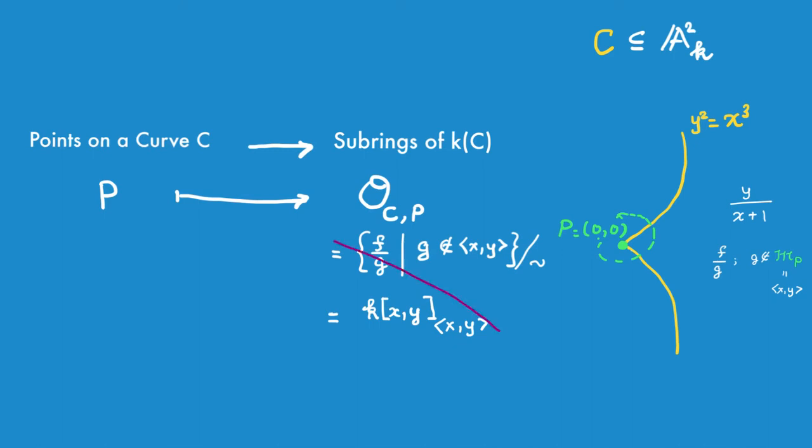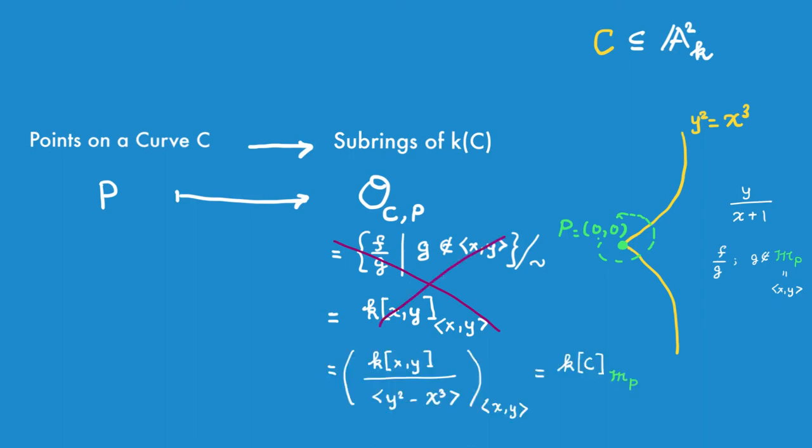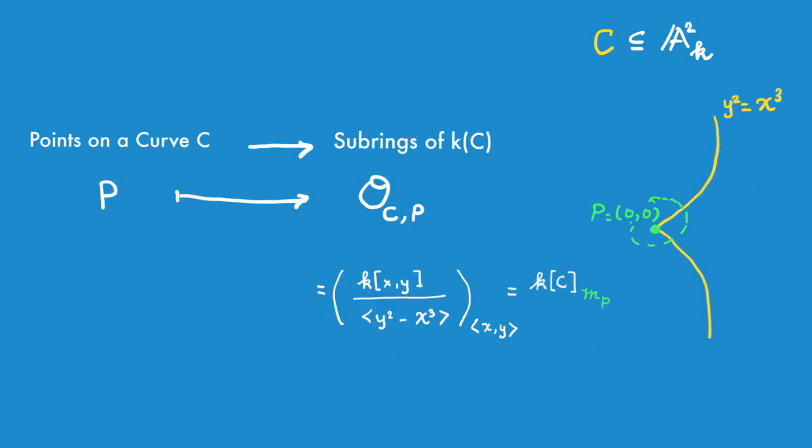But as we said, two different rational expressions might define the same function, so we need to have an identification. And thus the correct answer is that this ring of regular functions here is the localization of this coordinate ring of C at the ideal of functions vanishing at P. Alright, so that's a brief review of the notion of the ring of regular functions at a point P.